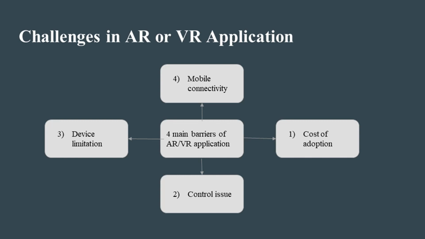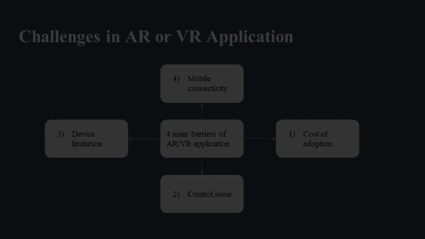Despite the huge amount of advantages that can be taken from applying AR and VR in different fields, according to Martin in 2019, there are still four main barriers to those applications. The first one is the cost of adoption. The second one is the control issue, then the device limitation, and mobile and connectivity become the last barrier. I will go through them one by one in detail in the following.